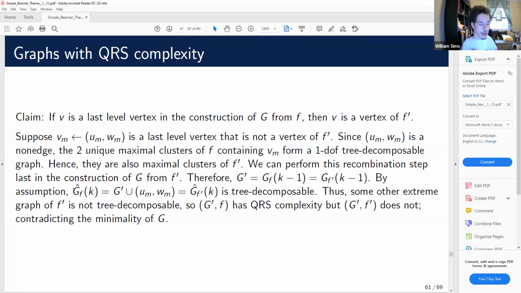Also, by assumption, since G comma F has QRS complexity, the kth extreme graph is tree decomposable. But the kth extreme graph for F dash must then be tree decomposable because these are the same extreme graphs. Now we know that G comma F dash does not have QRS complexity, which means some extreme graph is not tree decomposable. But this implies that some other extreme graph, with fewer than k-1 recombination steps, is not tree decomposable. Okay, what does this mean? This means that we can just consider all the recombination steps up to the point where we reach the first extreme graph that is not tree decomposable. And that graph, G dash, has QRS complexity on F, but not on F prime. So that contradicts the minimality of G.